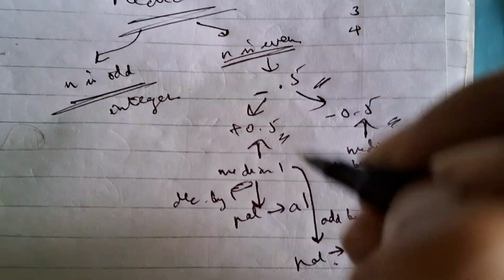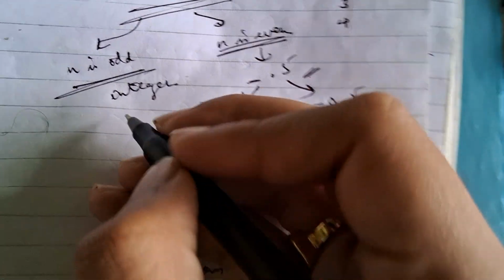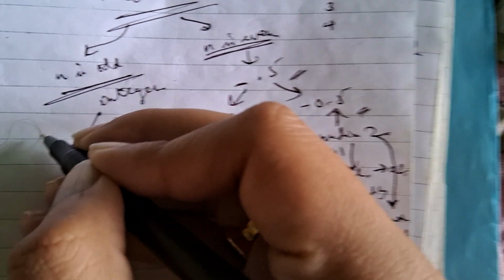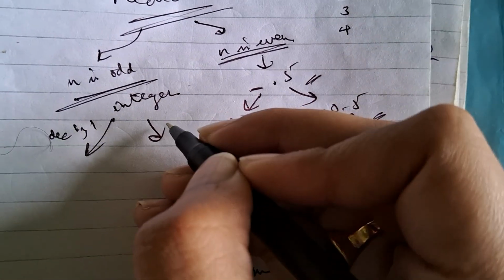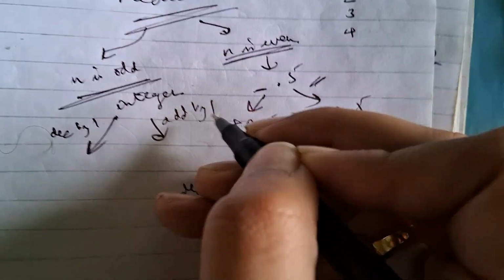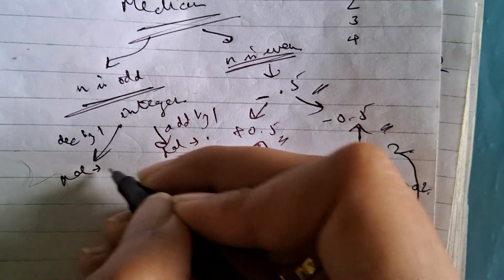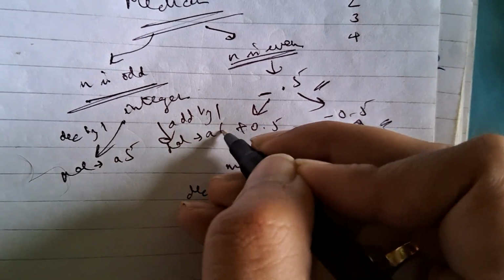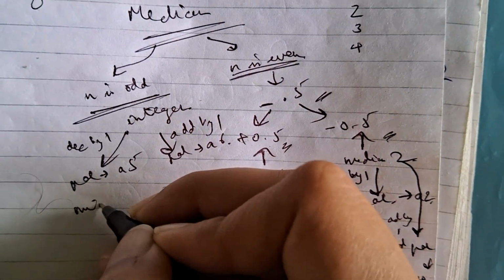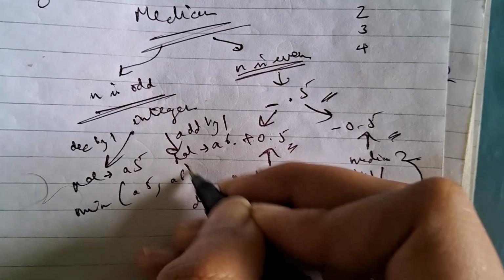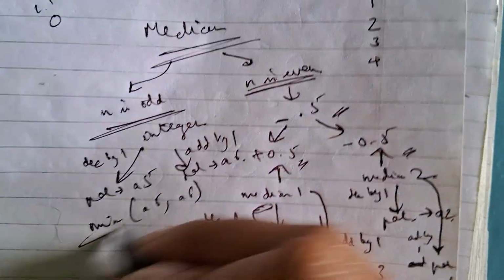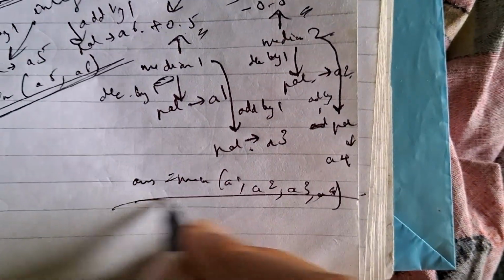You get it? And if n is odd, you don't need to complicate this as much. Directly, one decreases by 1 and the other adds 1 until you get a palindrome. So over here it is, let's say, a5 and over here it is a6. So if n is odd, the answer is the minimum of a5 and a6. If n is even, the answer is the minimum of a1, a2, a3, a4.